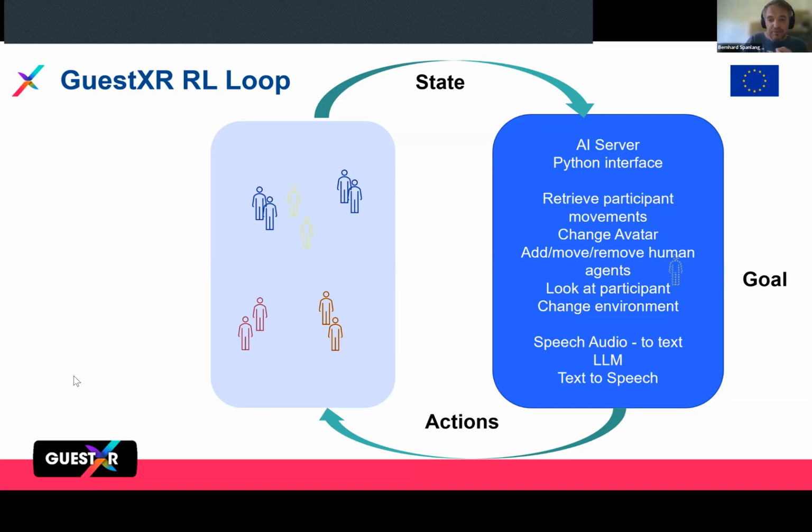In addition, there's the possibility for an agent to listen, transcribe the text, interact with a large language model, and talk to participants. So this is our reinforcement feedback loop. We have the states of the environment that the AI system can observe, and then make actions on the environment, and it can try to reach a specific goal. It can be specified by us or by the AI itself.